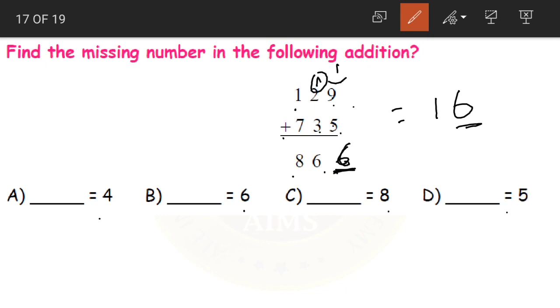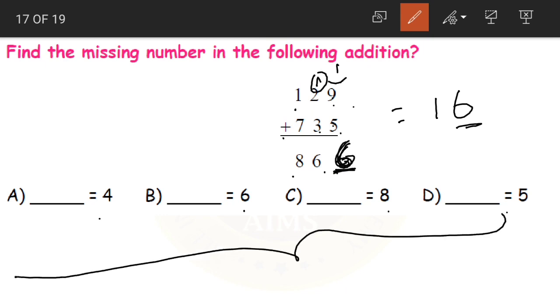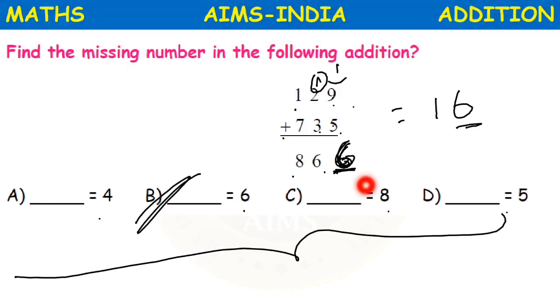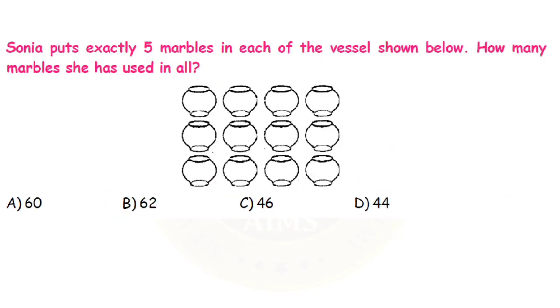See, what did we get as the answer here? We got the answer as 6. Which of the options reads as 6? Option B. So option B, 6 is the correct answer for this. Yes, it was very easy, right?